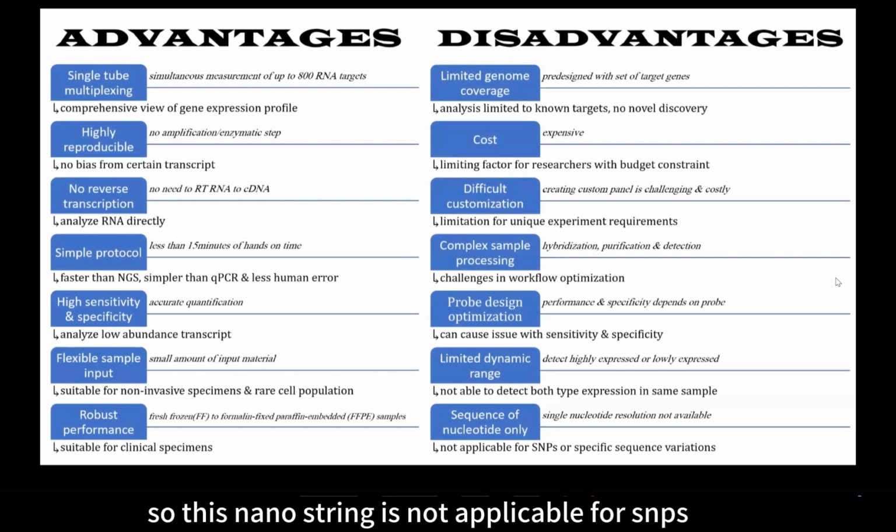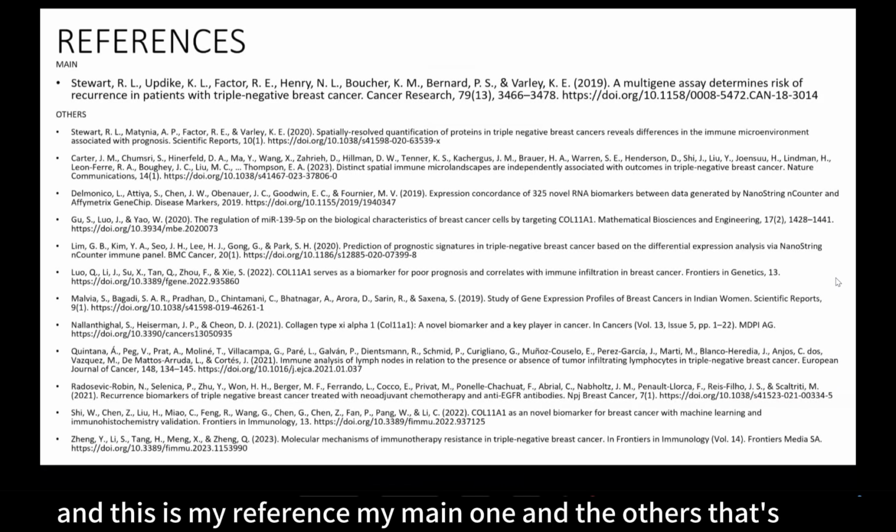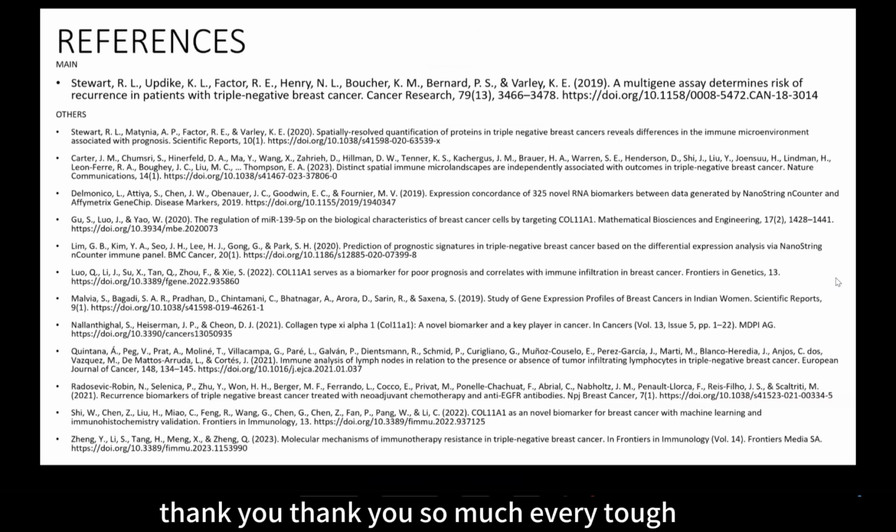So this NanoString is not applicable for SNPs or specific sequence variation. And this is my reference, my main one, and the others. That's all. Thank you.